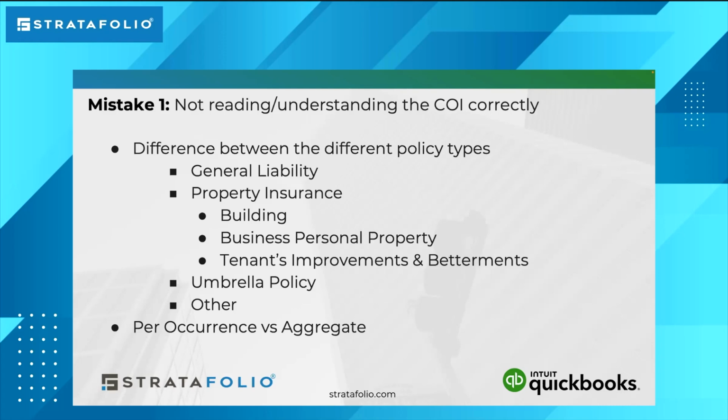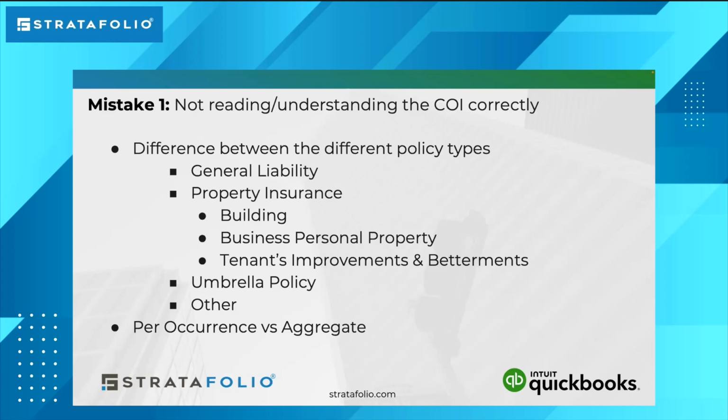Biggest difference there is per occurrence is the limit that is available for any one event that takes place. Aggregate limit is going to be how much limit is available for the entire policy period. So if multiple events occur, aggregate limit is going to be what's stated as coverage for the entire policy, which is typically on a 1-year term for the most part. So just some general discussion around coverage types and differences that you likely are and should be requesting from your tenants.